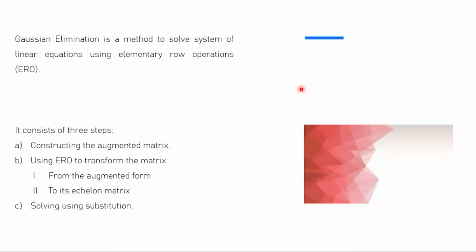The first method on how to solve linear equations using matrices is by using the Gaussian elimination method. In this method, it consists of 3 steps: constructing the augmented matrix, using ERO to transform the matrix from the augmented matrix form to its echelon matrix, and solving using substitution.